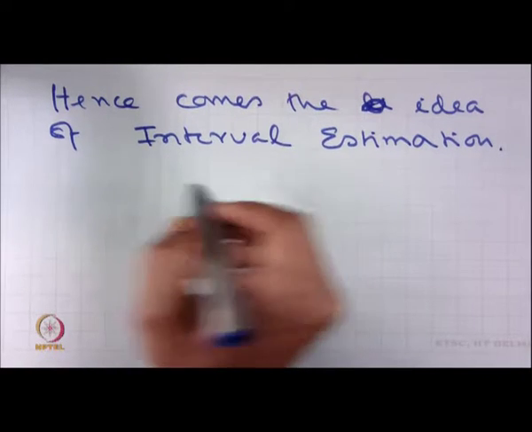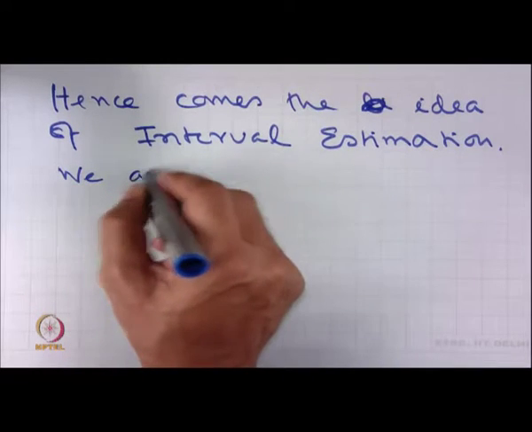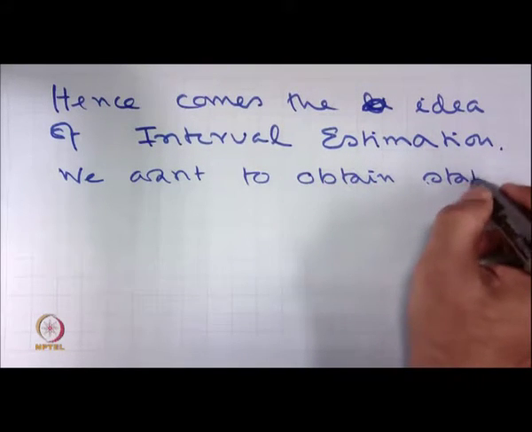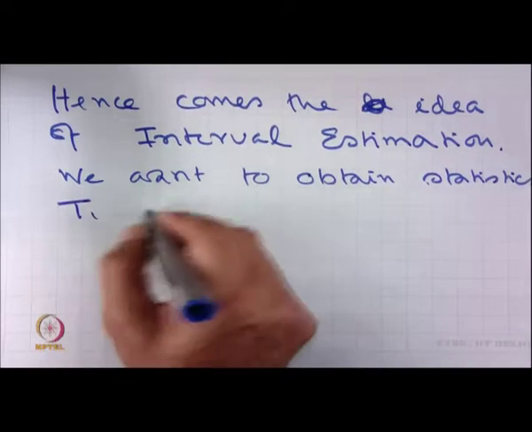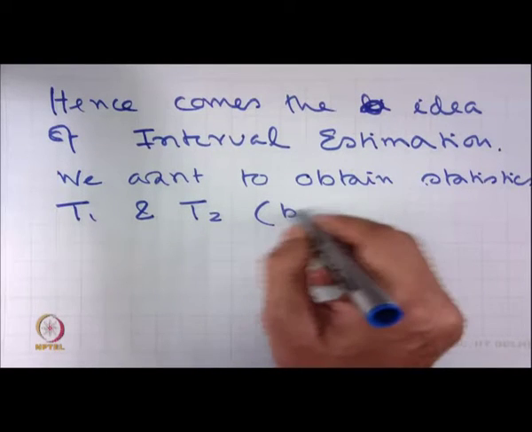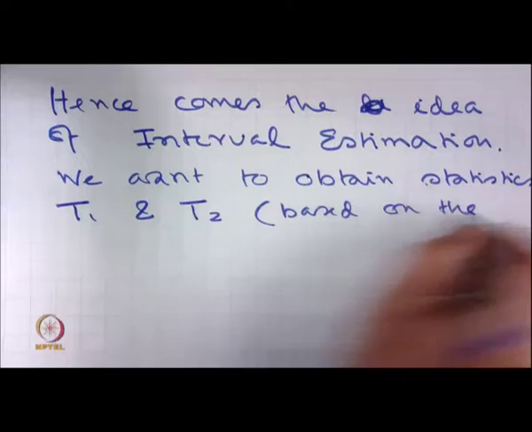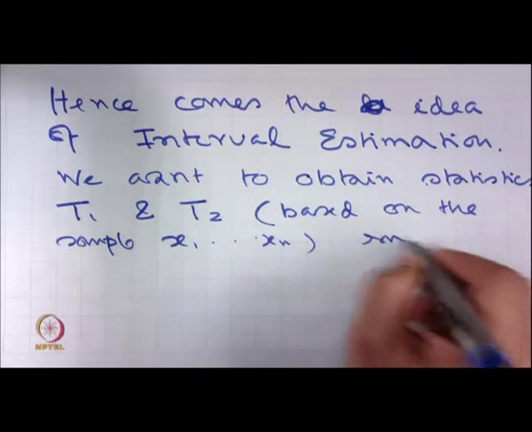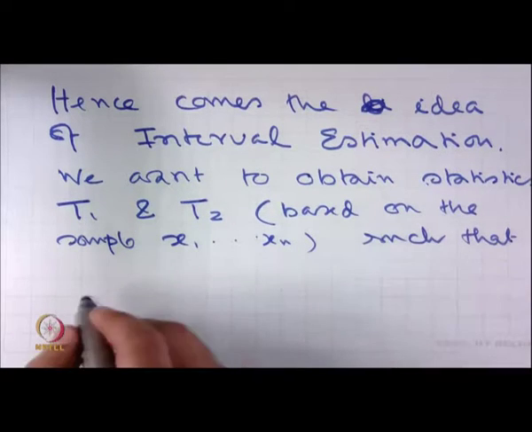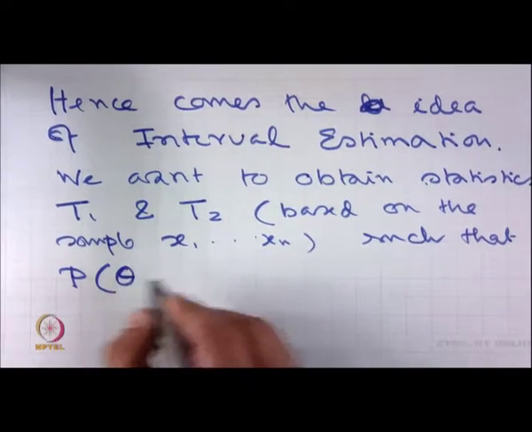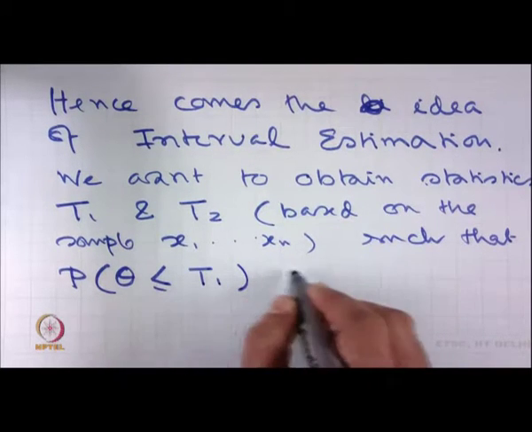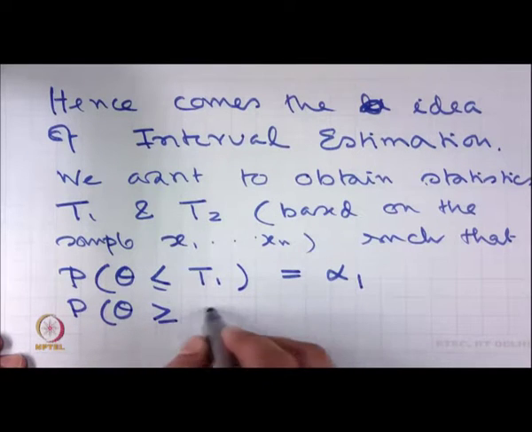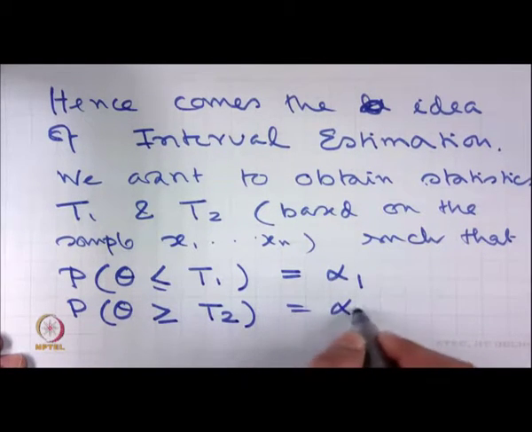So, what we do here? We want to obtain statistics T1 and T2 based on the sample x1, x2, ..., xn such that probability theta less than or equal to T1 is equal to say alpha 1 and probability theta greater than or equal to T2 is equal to alpha 2.